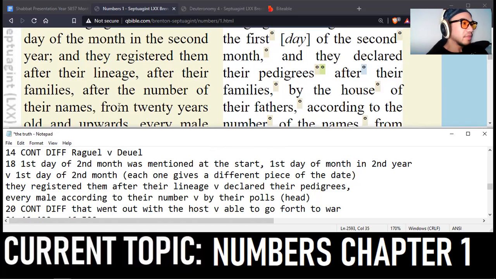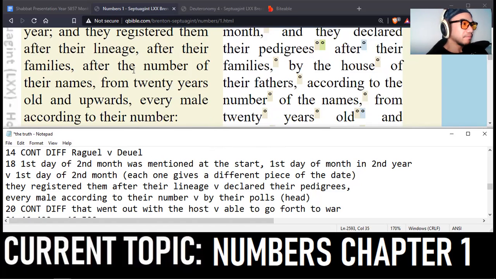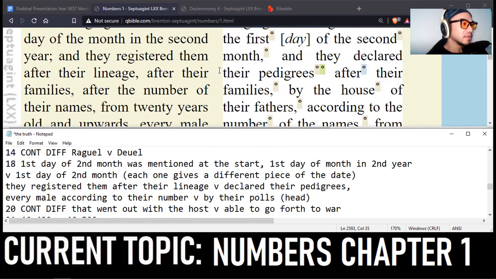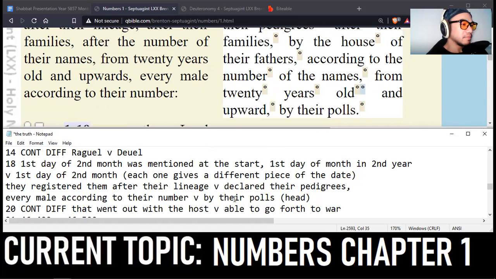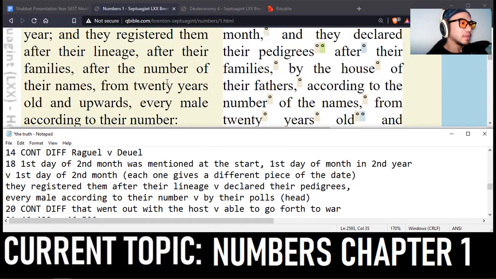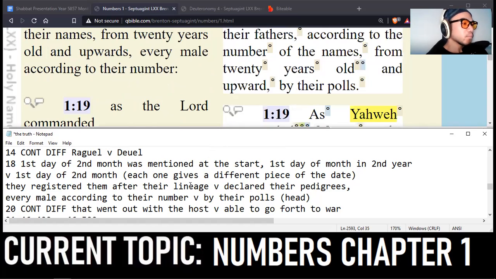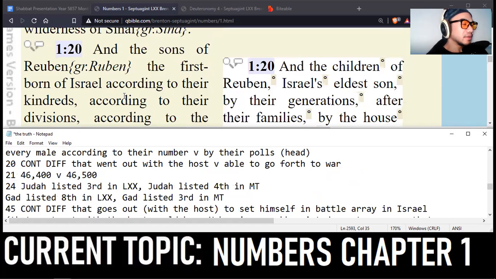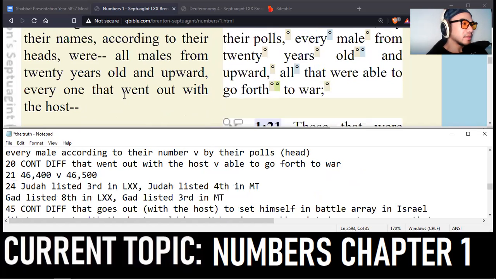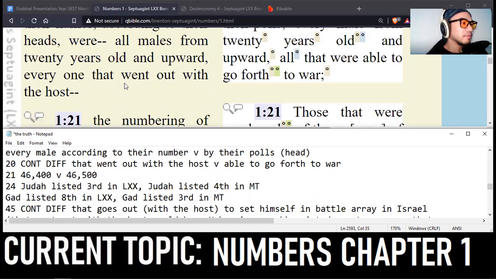And it says they registered them after their lineage versus declared their pedigrees. So every male according to their number versus by their poles, by their head. So it doesn't really say male, but in the Sept it is talking about males. Verse 20, a continuous difference. We see here a statement that says that went out with the host versus able to go forth to war. We're going to look at that in more detail.